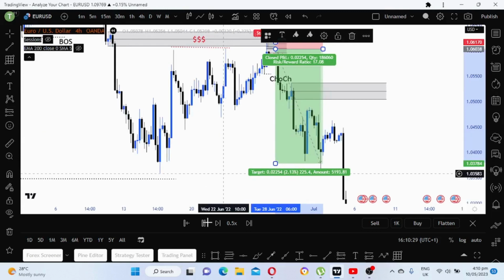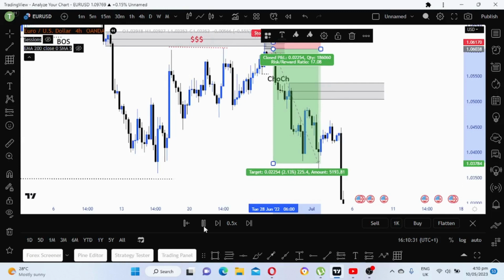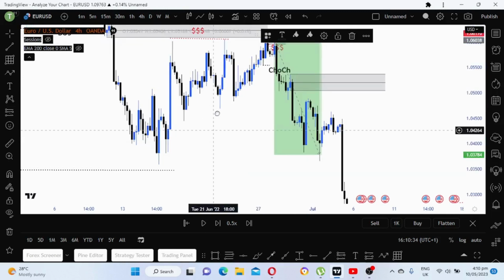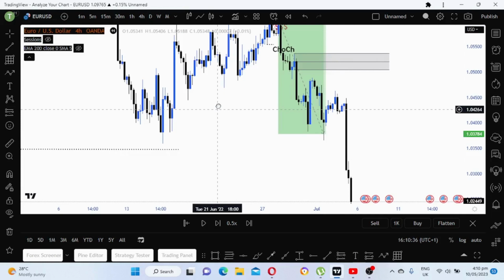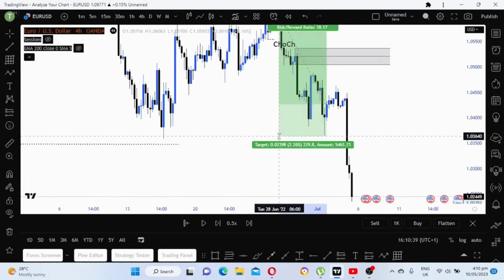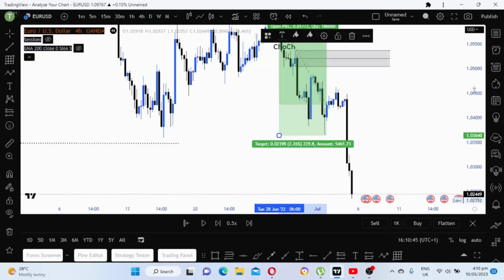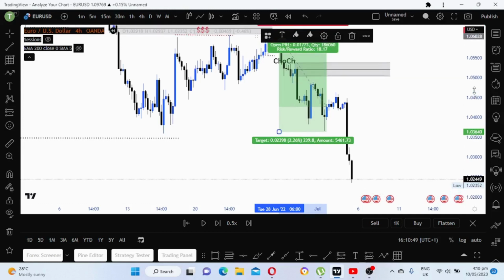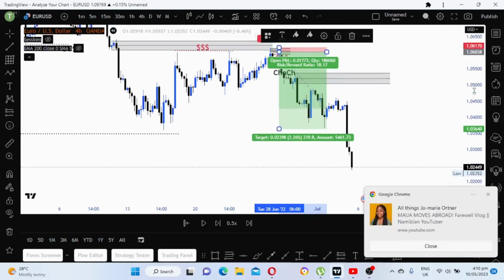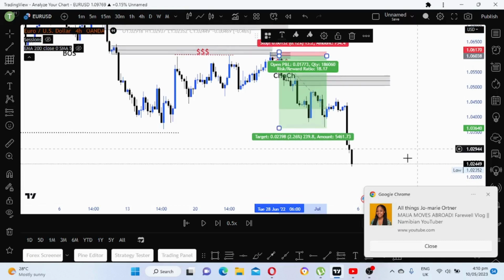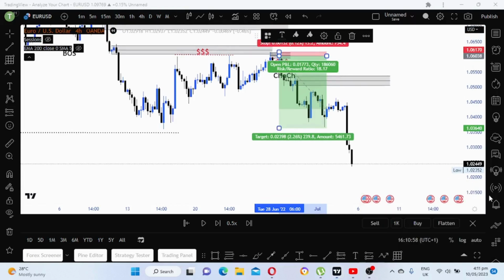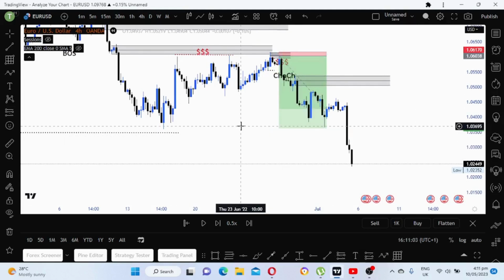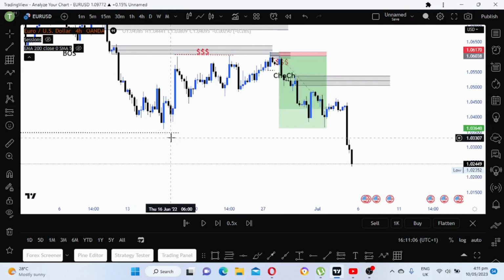Just look at how price moved, guys. Price took out this low. If you would have targeted this low here, just look here, because as you know, price will take out this low.